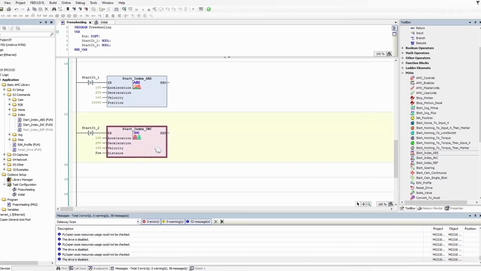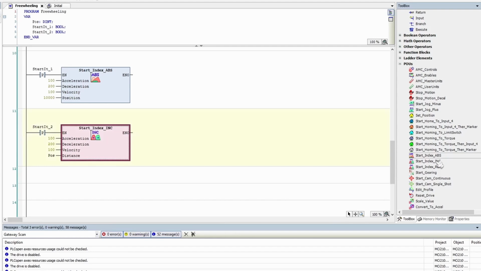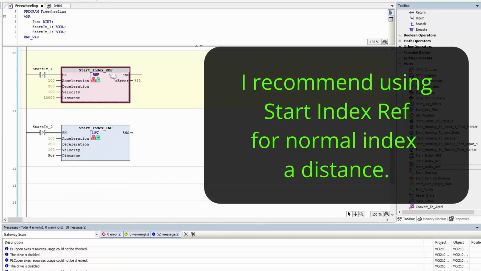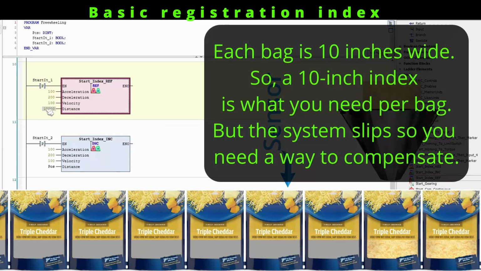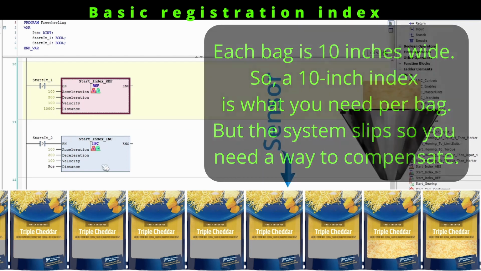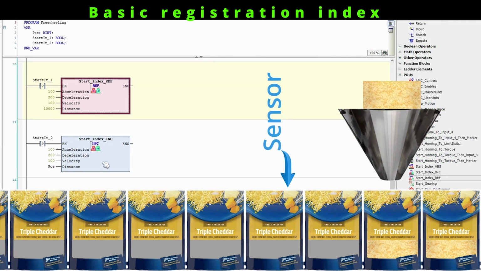So the question is, when would you use this block? Well, most of the time you wouldn't. Most of the time you would use the Start Index Reference block. But there is a nice little niche using these two blocks together. For example, you can use these two blocks in conjunction with each other to do a registration index. Let's say you want to do an index that's always 10 inches long. Okay, there's your 10 inches. And you know that you want to stop 1 inch after the registration.